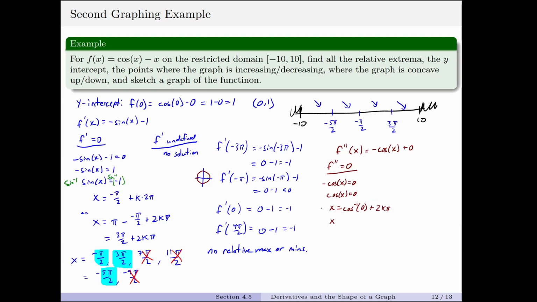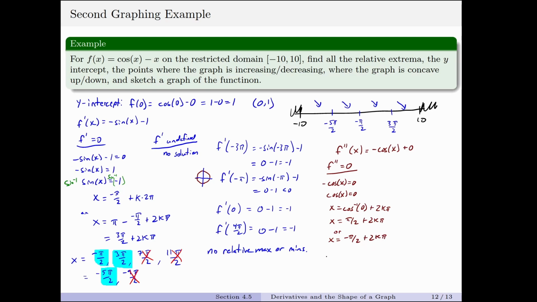When we take inverse cosine of 0, if I look at my unit circle, I'm looking at where I have an x value of 0. And that's going to be at an angle of π/2. So I get π/2 plus 2k pi, or negative π/2 plus 2k pi. Remember from our trig review.